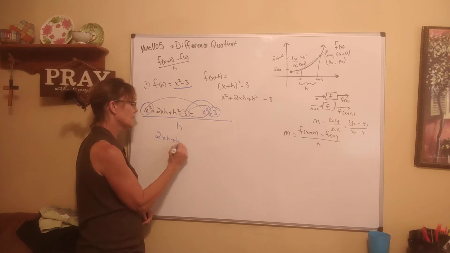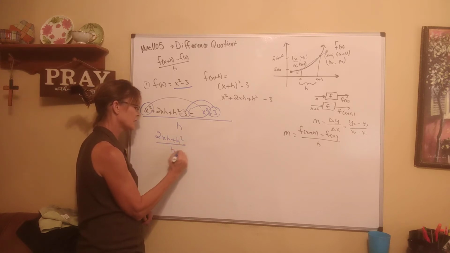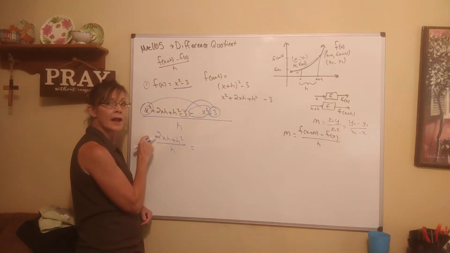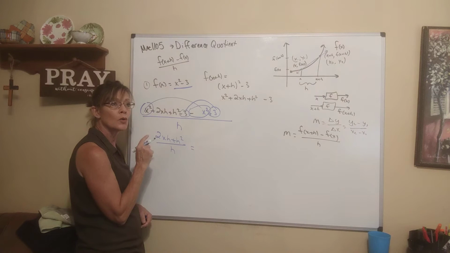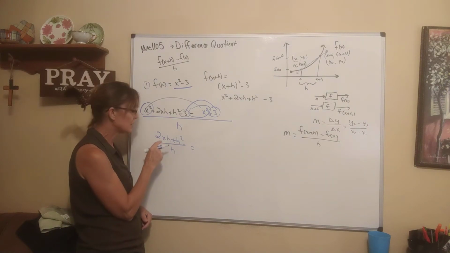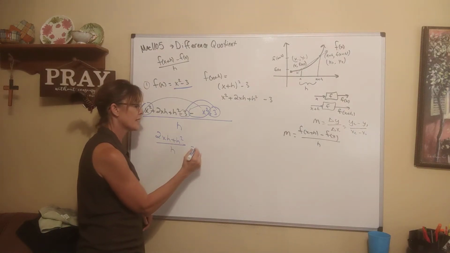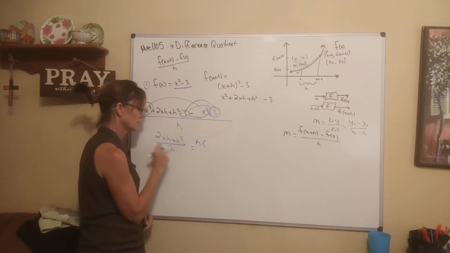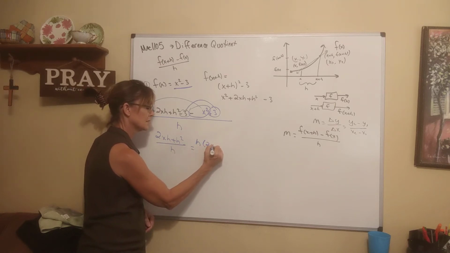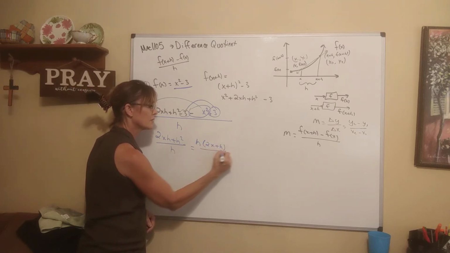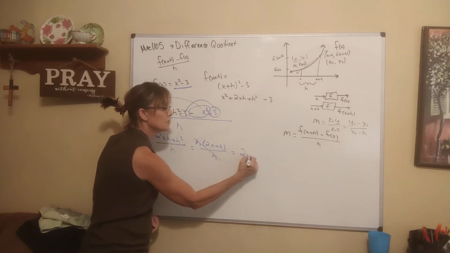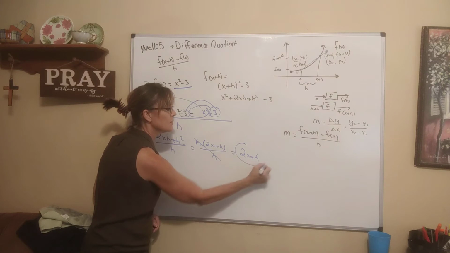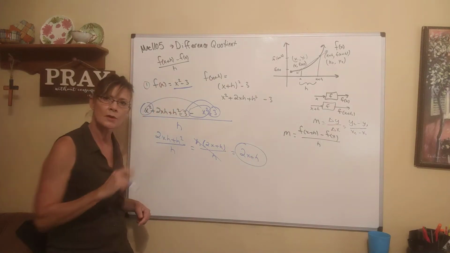2xh plus h squared over h. We can factor out an h. If you're doing this right, you're going to hit a point somewhere in your problem where everybody in the numerator has an h in the term, and you'll know you're on the right track. Factor out an h, you're left with 2x plus h over h, and you're going to get this nice cancellation. 2x plus h is the simplified difference quotient for number 1.